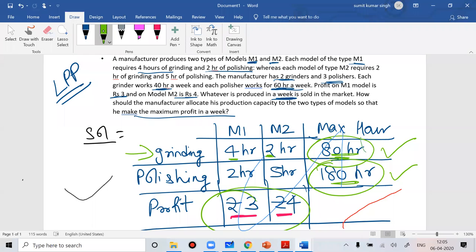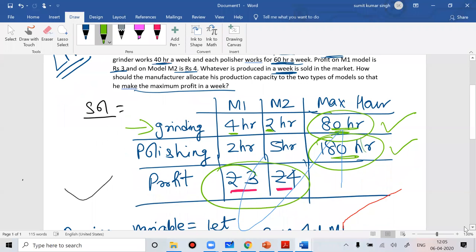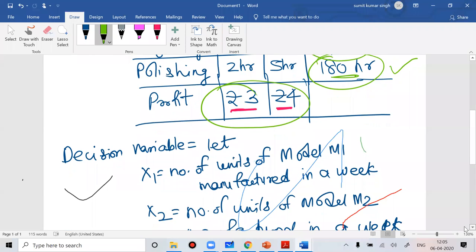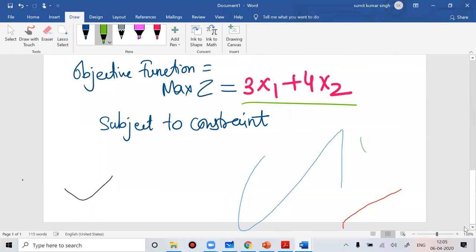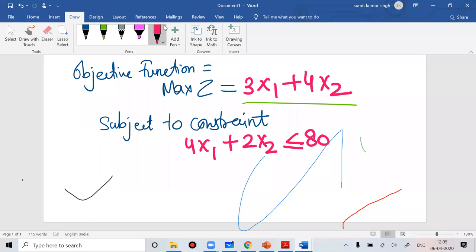So you write this equation. Subject to constraint, you will write the constraint 4x1 plus 2x2. What is the first constraint? The grinding constraint: 4x1 plus 2x2 is less than or equal to 80 hours. Because you can use 80 hours of grinding or less than 80 hours. You cannot use more than 80 hours in a week.